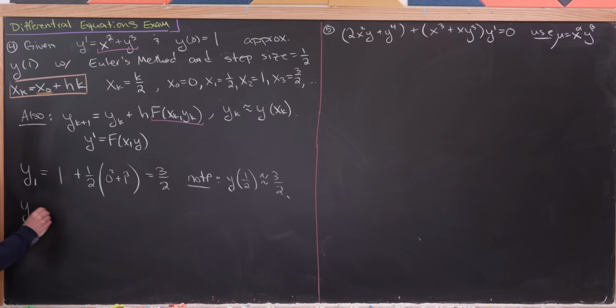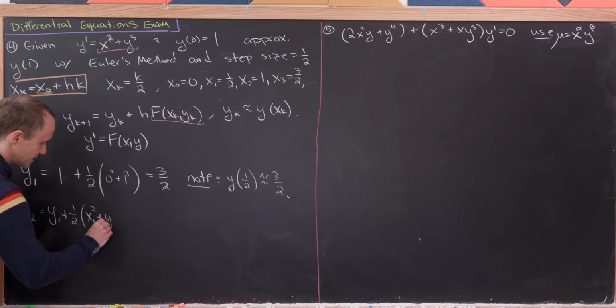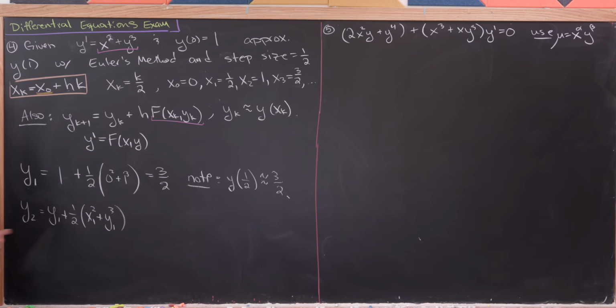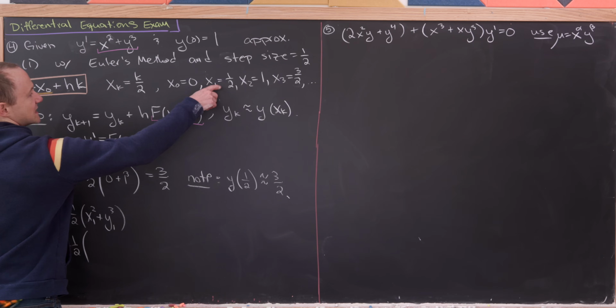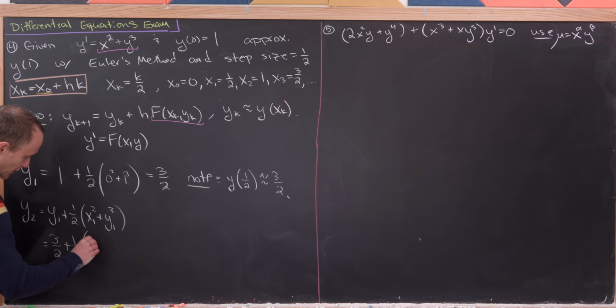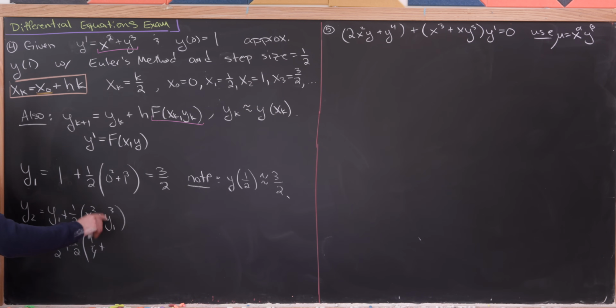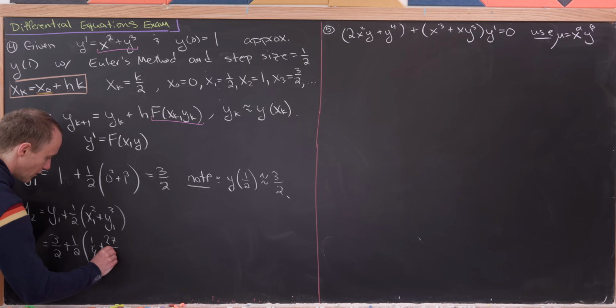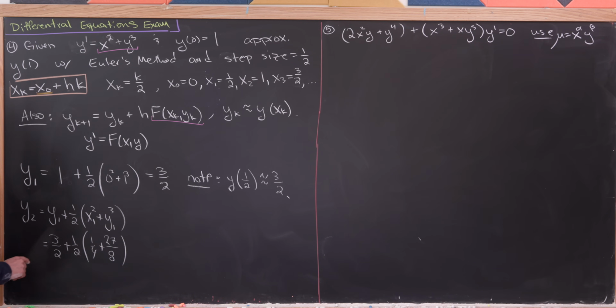So we have y sub 2, that's going to be y sub 1 plus 1/2 times x1 squared plus y1 cubed. Again, that's our formula. So y sub 1 is 3/2, we just calculated that, plus 1/2. And then x sub 1 is 1/2, so x sub 1 squared is 1/4, plus y sub 1 was 3/2. So if we cube it, we get 27/8. So that's our y sub 2.